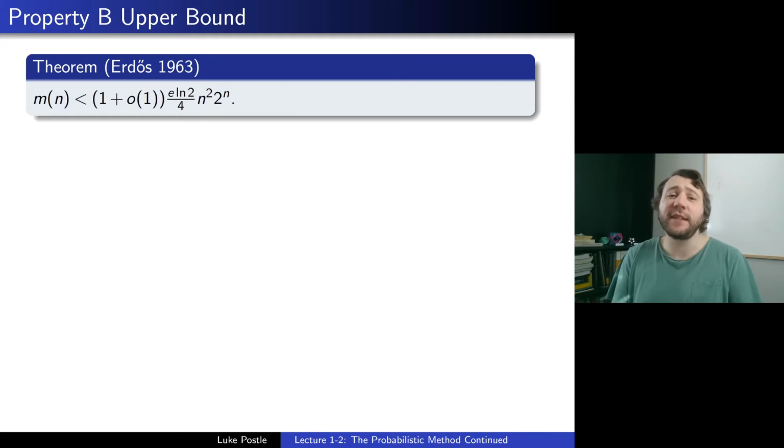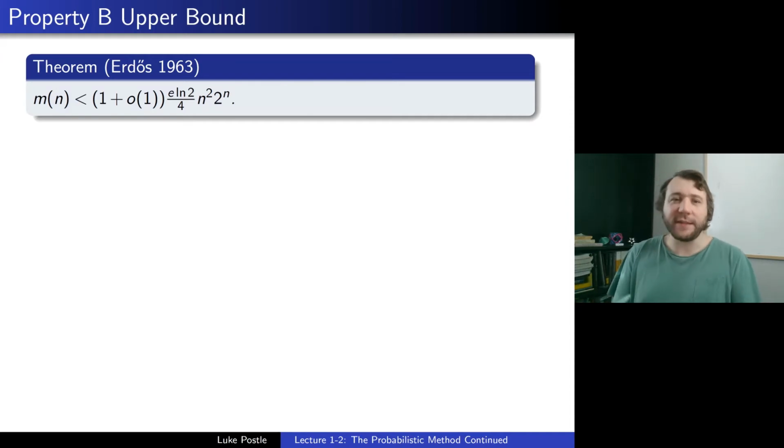Amazingly, Erdős, the same year, showed that m of n is roughly on the same order, that it's at most 1 plus little o of 1, times log 2 over 4, that's just a constant, times n squared times 2 to the n. So we had a lower bound of roughly 2 to the n, rather 2 to the n minus 1. Here we have roughly that, but now times some factor of n squared out front.